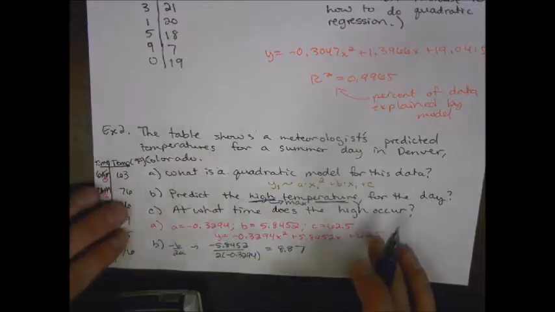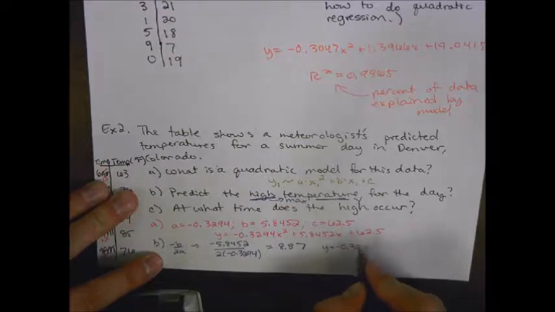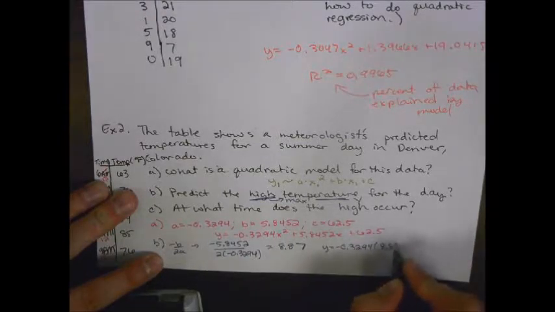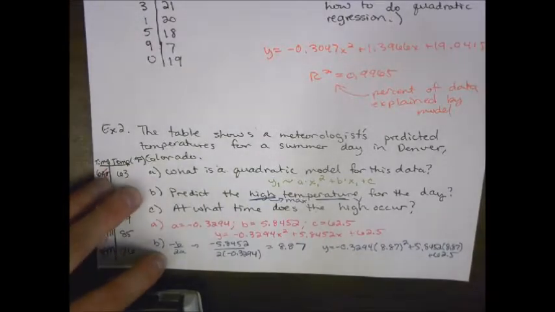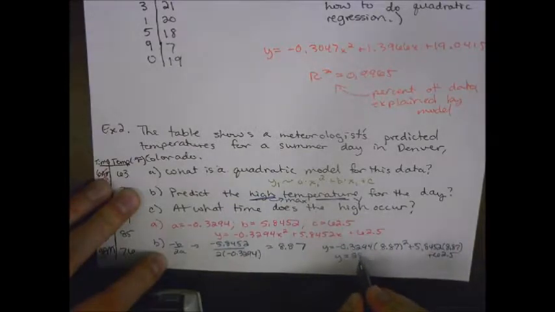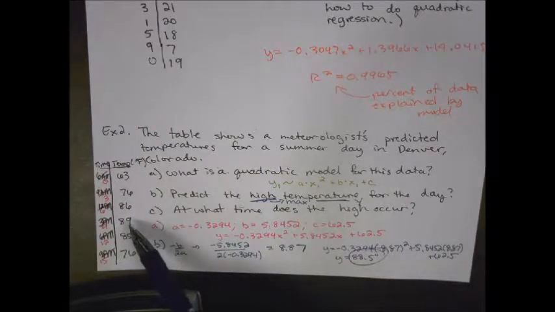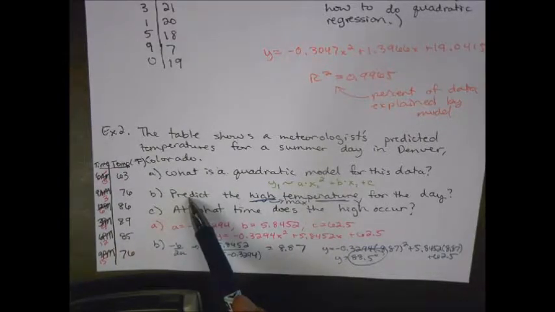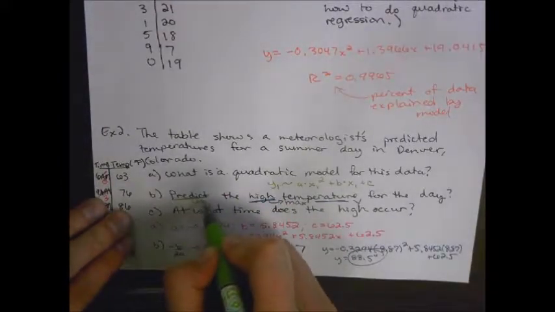That's our x value. To find our y value, we need to plug it in. Y equals negative 0.3294 times 8.87 squared plus 5.8452 times 8.87 plus 62.5. And you should get 88.5 degrees. Now looking at our table, we see that we have an 89 value. Yes, this is higher, but they asked us to predict. When we're asked to predict, this word predict tells us to use the model.